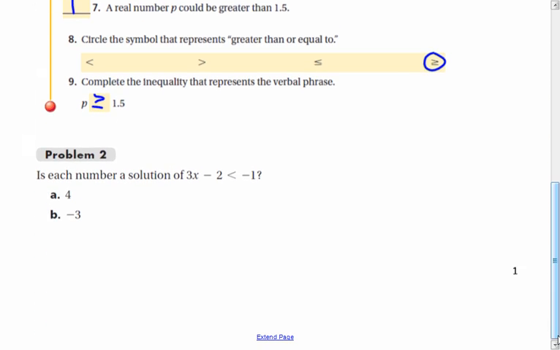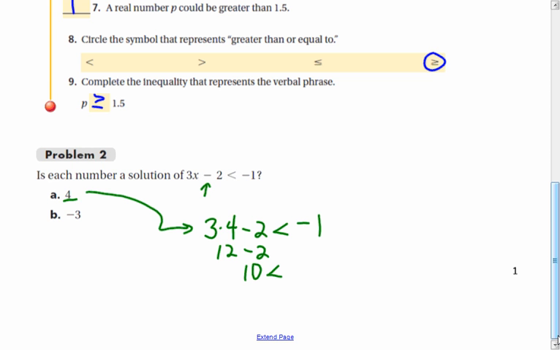And now I'm going to show you how to do problem 2 here. It says, is each number a solution of 3x minus 2 is less than negative 1? So basically, we're just wondering if this number here, 4, makes that true or not. And the way we're going to figure that out is, so I'll do this one down here. We're going to just substitute the 4 where the x is. So I'm going to do 3 times 4 minus 2, and just see if that's less than negative 1. 3 times 4 is 12. Minus 2, and 12 minus 2 is 10, so I just have to think, is 10 less than negative 1? That's false. So we're going to say no for that one.